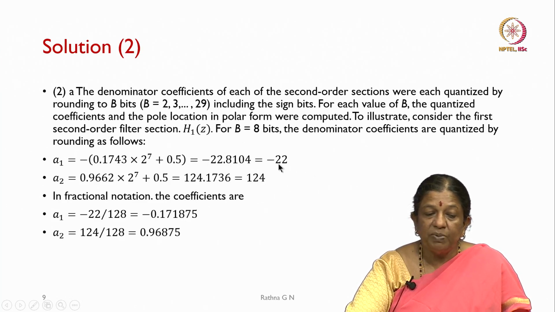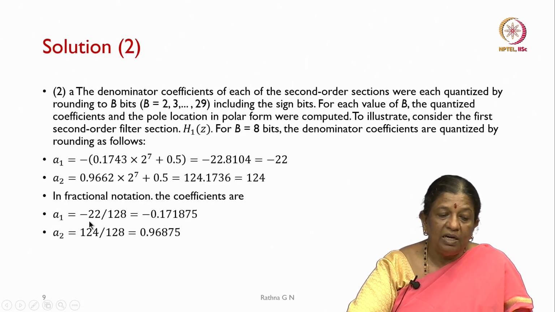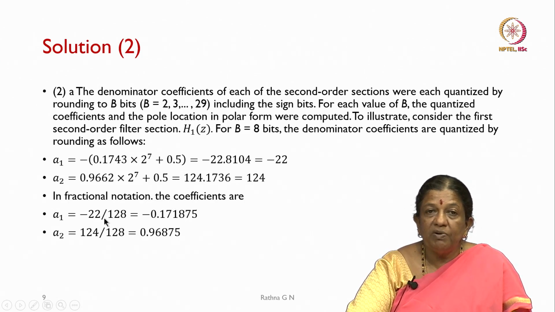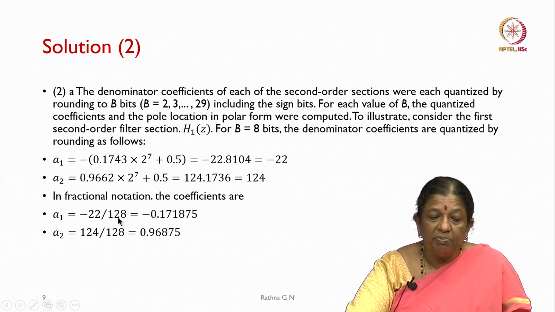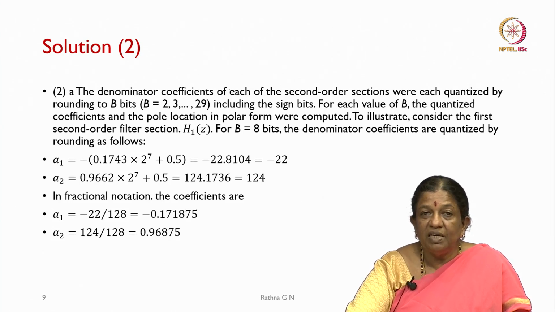Which is going to give us minus 22. Same thing we will calculate for A2. It will be giving us 124.1736. So, you will be truncating here, which is going to give us 124. So, in fractional notation, the coefficients are nothing but minus 22 divided by 128. So, this is in decimal value. When I represent it as a fraction, it will be giving out as minus 0.171875.